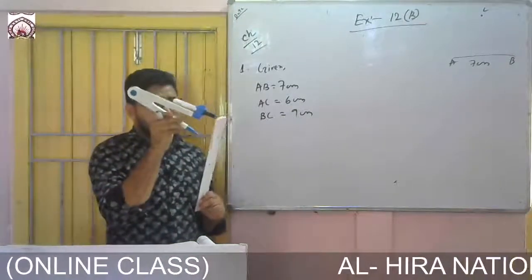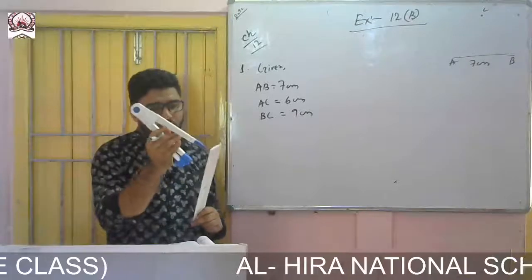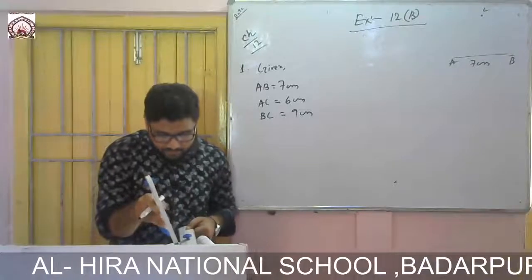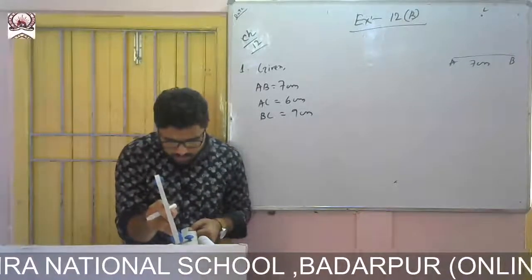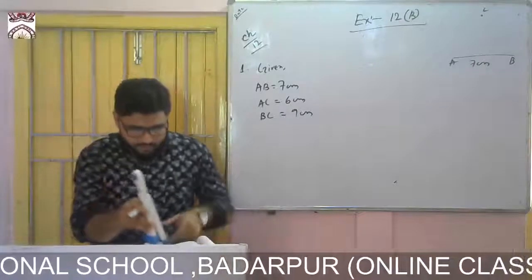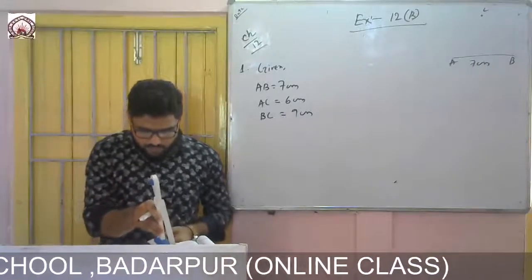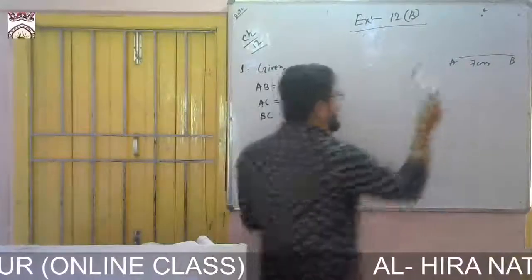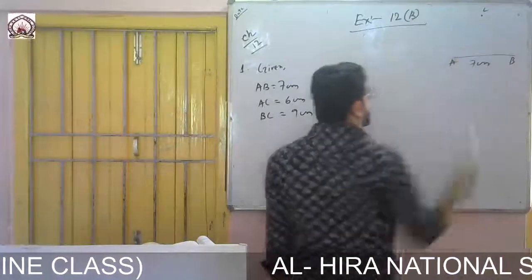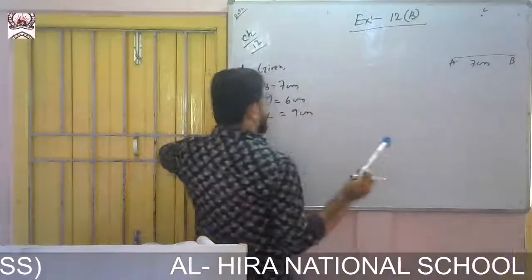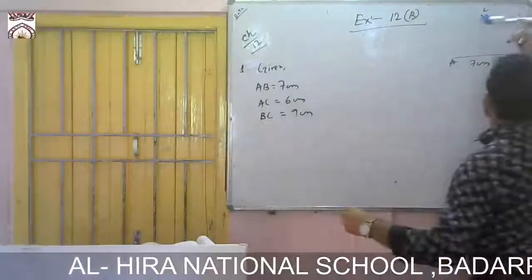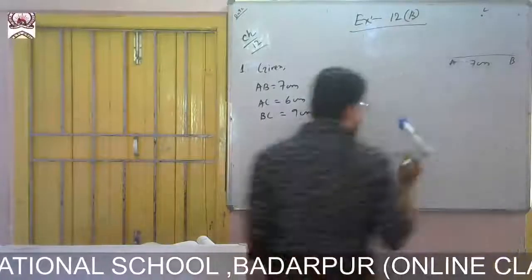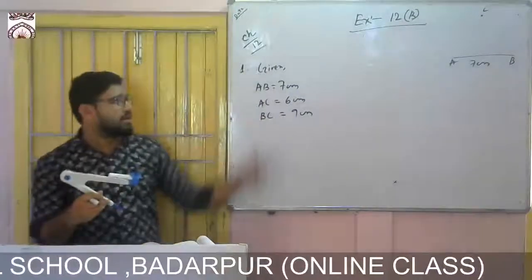From the ruler I shall take 6 centimeter, and by taking 6 centimeter I shall draw an arc here like this. One arc I'll be drawing. Again from BC, from B to C, I shall draw another arc. Then these two arcs will intersect, and this point of intersection will be C.